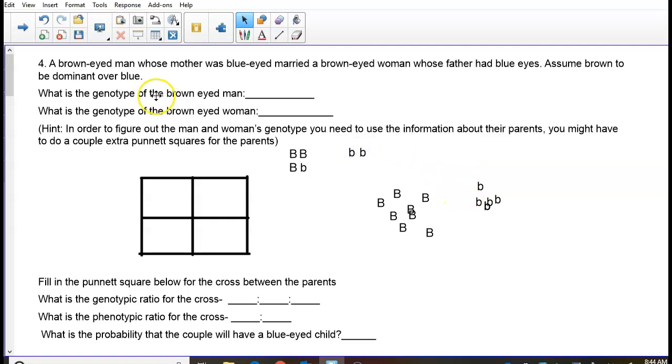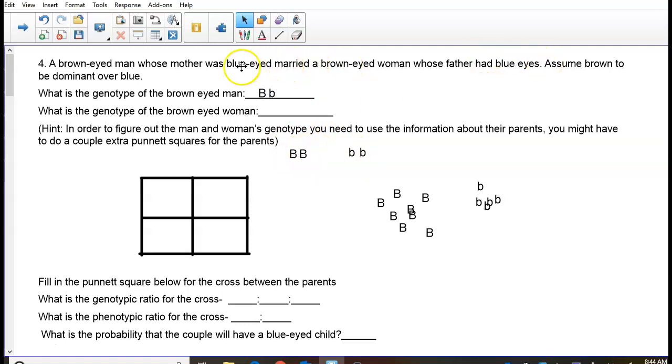So how do we know what the genotypes of the brown-eyed man and brown-eyed woman are? Now this is what was different on your worksheet. I just said mother and father, and that's probably what confused everybody. So what's the genotype of the brown-eyed man? Well, the brown-eyed man has a mother with blue eyes, so the mother has to be little b little b. So that means the man can only be big B little b, because if the mother had blue eyes, she could only donate a little b. So he could not be big B big B in that scenario.